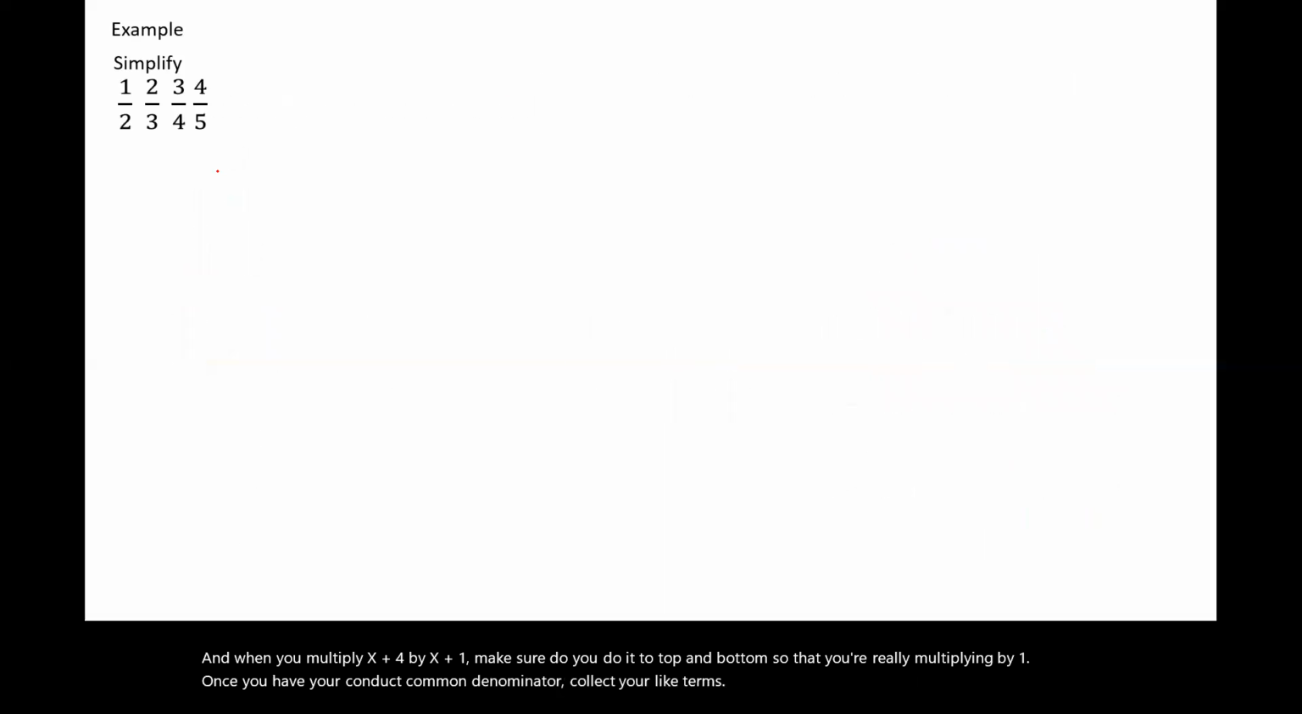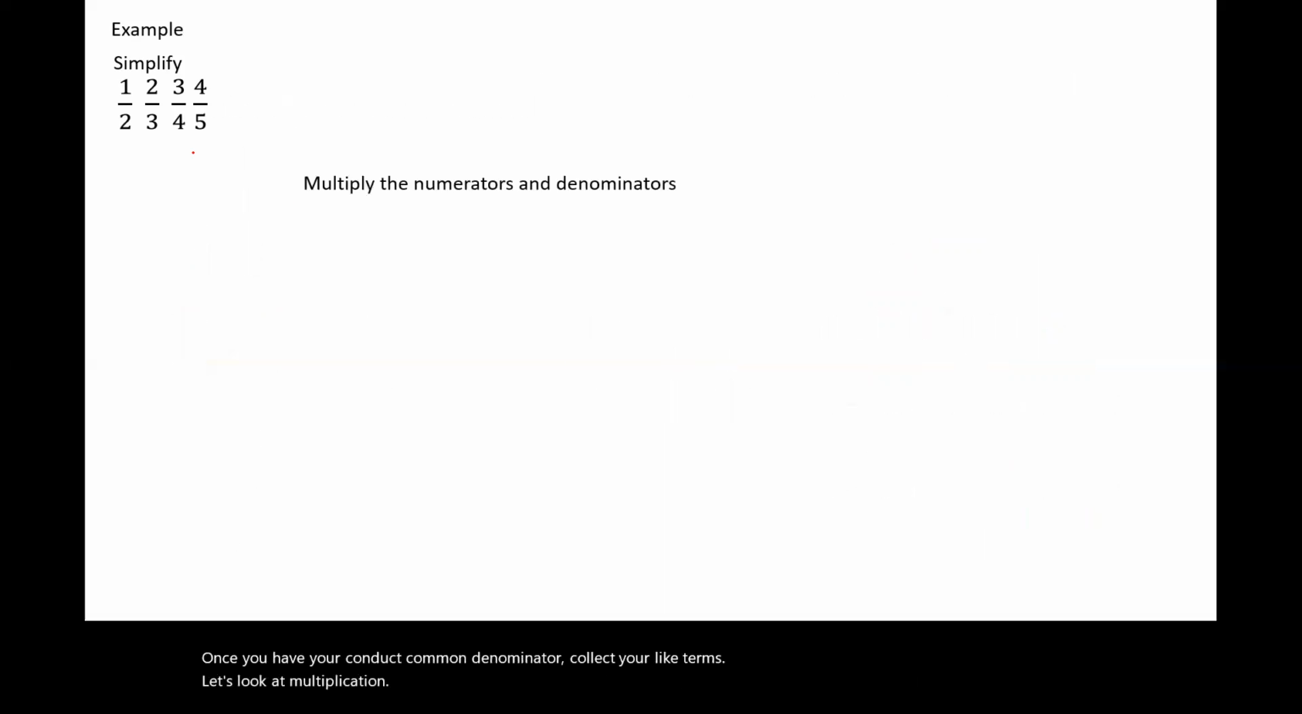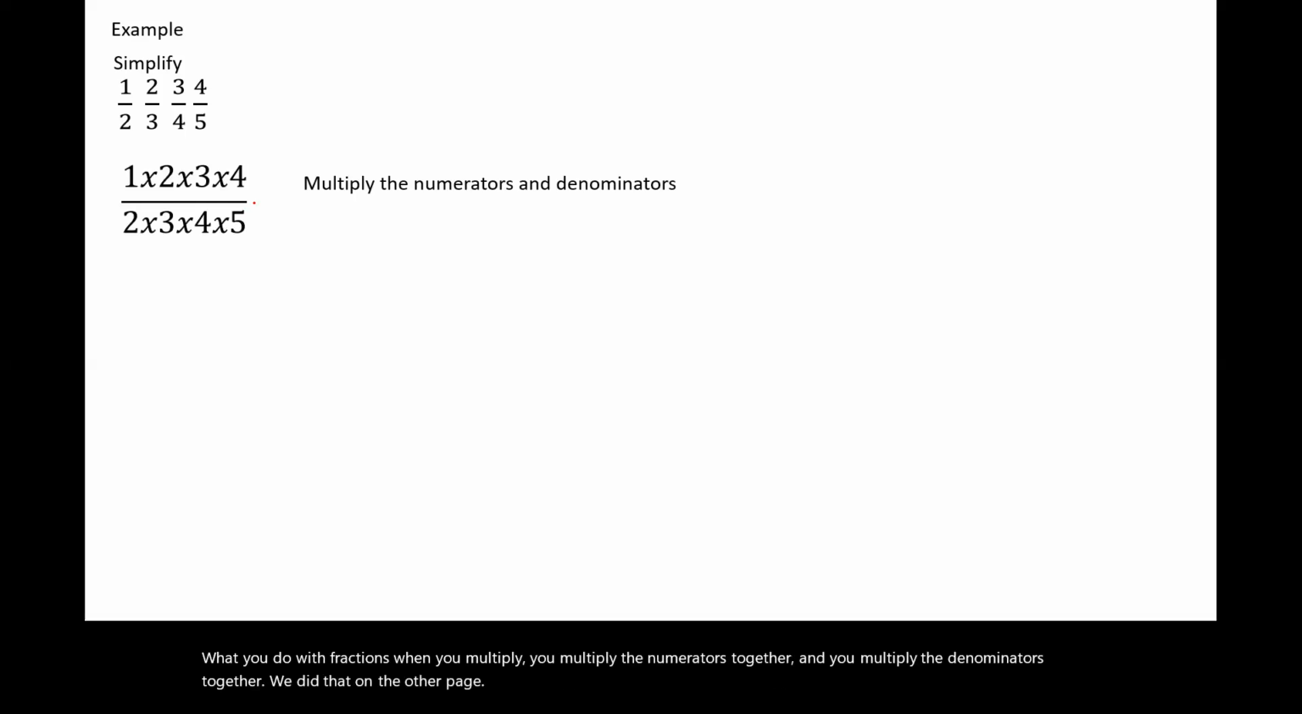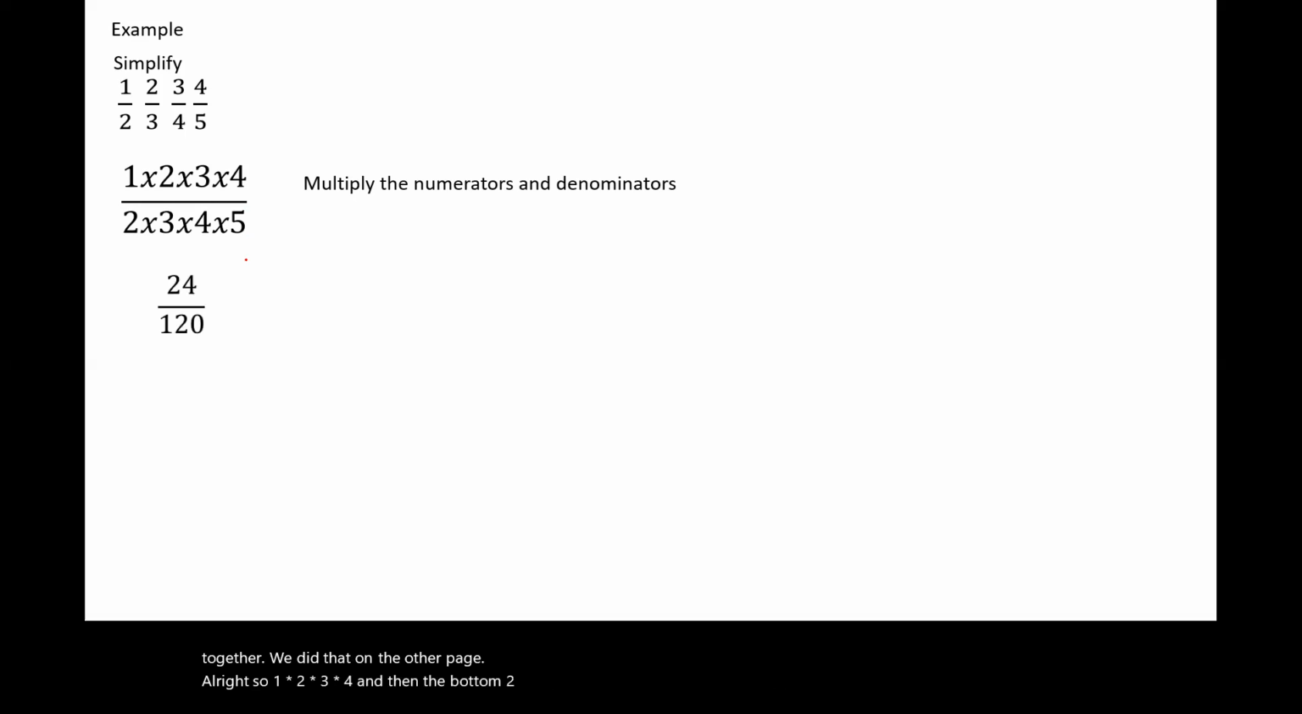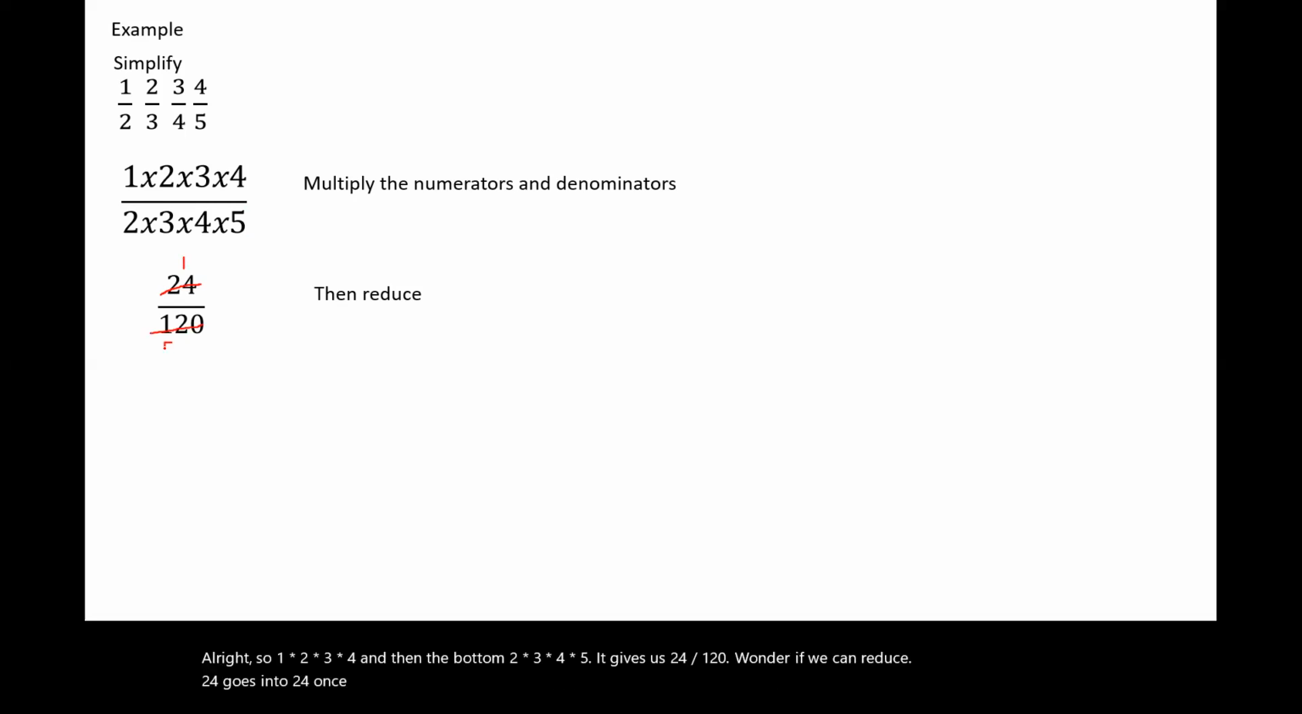Let's look at multiplication. What you do with fractions when you multiply is you multiply the numerators together and you multiply the denominators together. We did that on the other page. All right, so 1 times 2 times 3 times 4, and then the bottom 2 times 3 times 4 times 5. That gives us 24 over 120. Wonder if we can reduce. 24 goes into 24 once and into 120 5 times. So our answer is going to be 1 over 5.